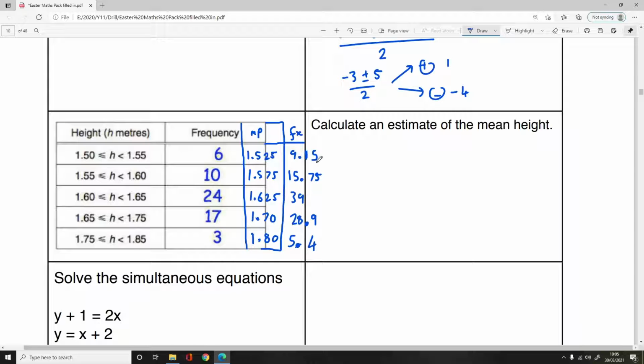Okay. Now at this point you're on about 2 marks out of 4. To get the rest of the marks, we need to add up the frequencies, and we need to add up the fx's. And then add up the fx's. Gives us 98.2. And then to actually get the mean, we need to divide. Three significant figures is fine, so I'll go with 1.64. There we go, that's our mean estimate.